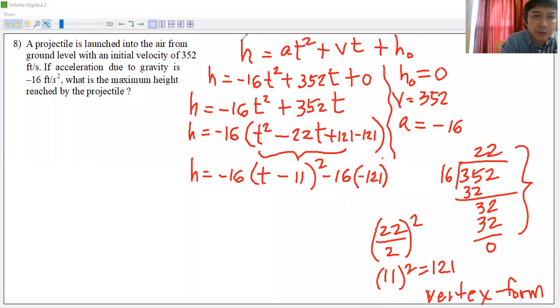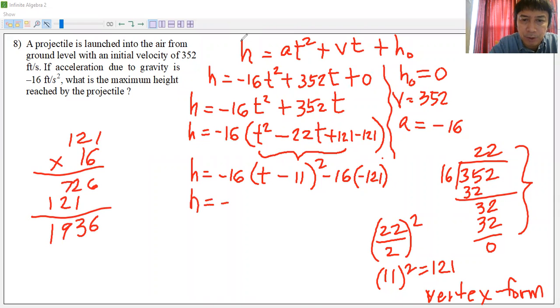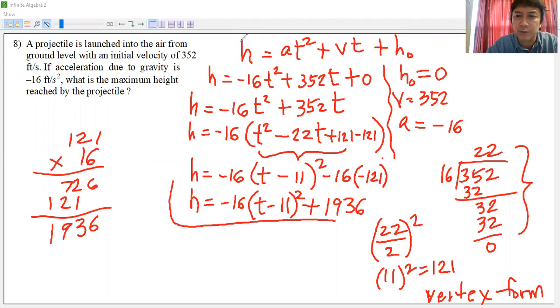So let's do it over here. 16 times 121, that will be 1936. So this will be H is equal to negative 16 (t minus 11) squared plus 1936. There. Now this is the vertex form.